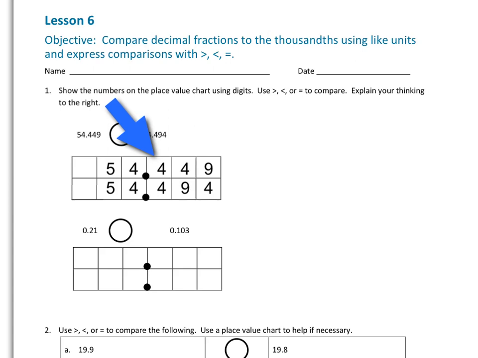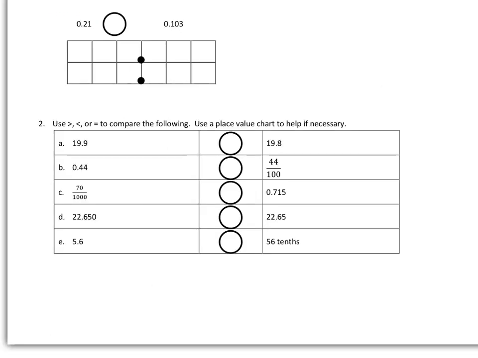We'll then move to the right to the thousandths place, where we will find our first difference in numbers. Here you see a 4 in the hundredths place and a 9 in the hundredths place. Compare the two numbers. Which number is larger? The 9 is larger. We can now say that 54 and 449 thousandths is less than 54 and 494 thousandths, thanks to the 9 in the hundredths place. Now let's take a look at the second part to question number 1.